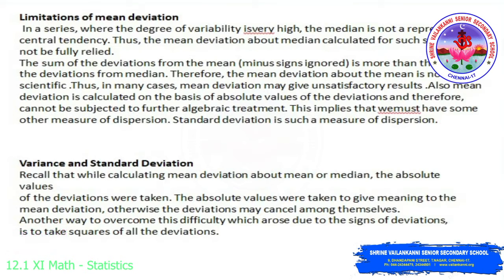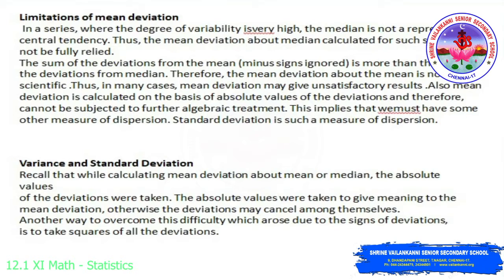In a series where the degree of variability is very high, the median is not a representative central tendency. Thus, the mean deviation about median calculated for such a series cannot be fully relied upon. The sum of the deviations from the mean is more than the sum of the deviations from the median. Therefore, the mean deviation about the mean is not very scientific. Thus, in many cases, mean deviation may give unsatisfactory results.